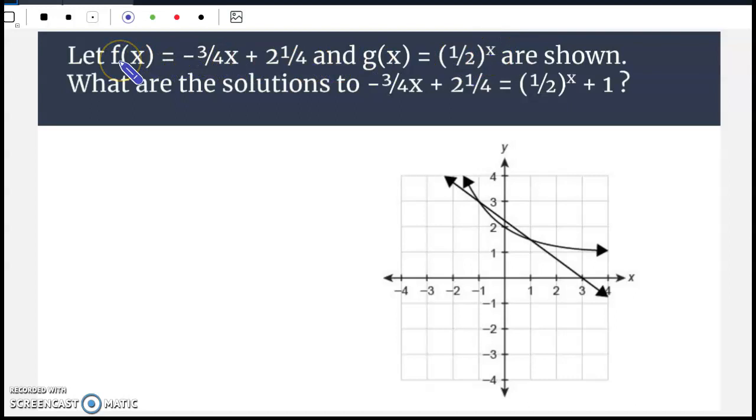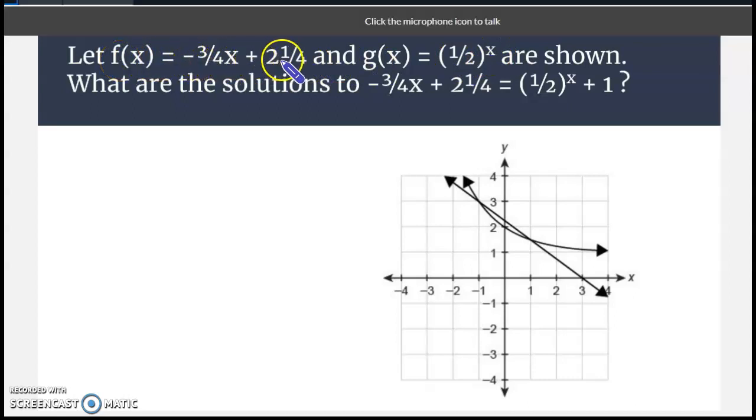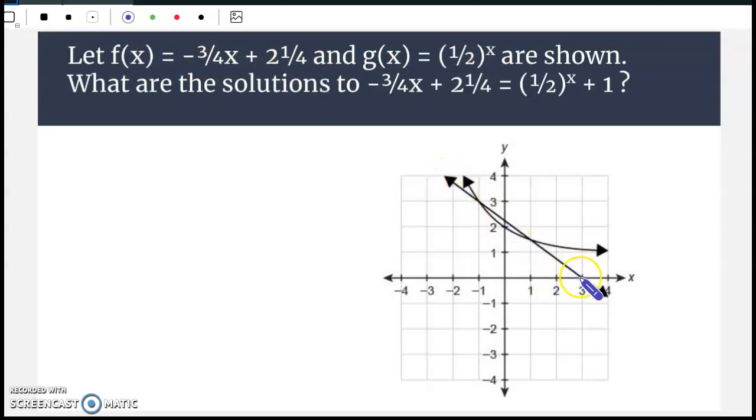So we've got two functions here. f of x equals negative 3/4 x plus 2 1/4, that's our straight line here. g of x equals 1/2 to the x power, that's our exponential, that's the curvy line. What are the solutions to these two being set equal to each other? Well, we look at the points of intersection basically. See, this is crisscrossing here, intersecting at negative 1, 3. This is at 1, 1.5 it looks like.